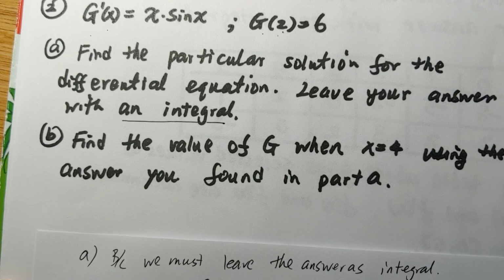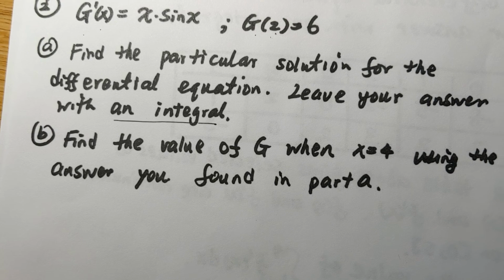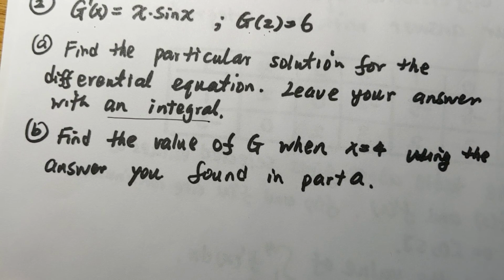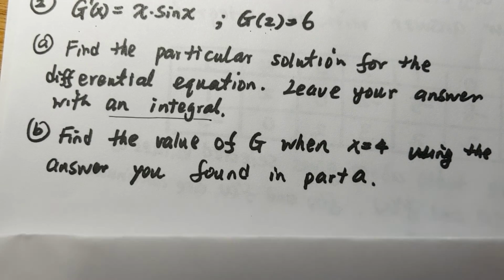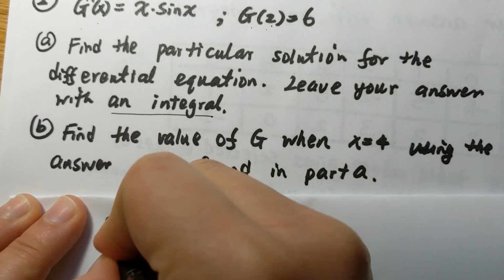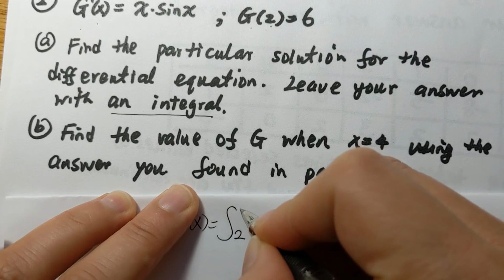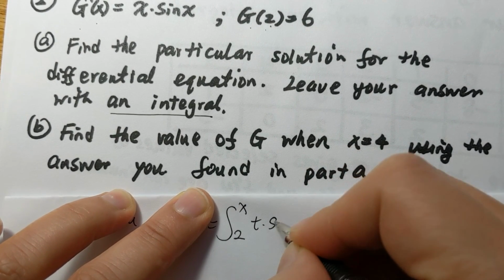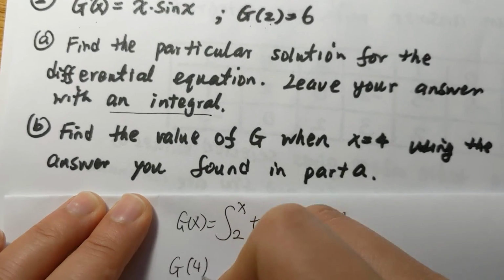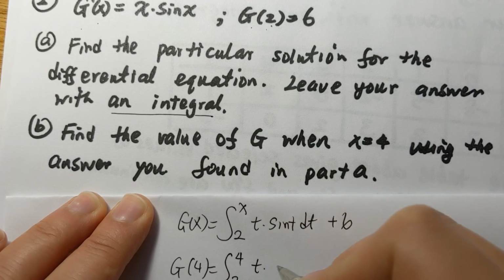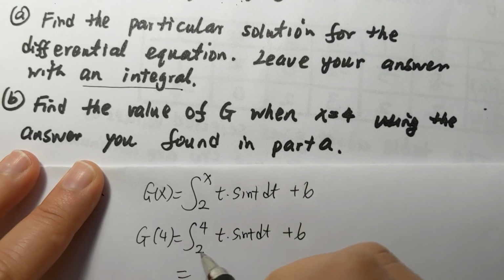Now let's take a look at 2b. 2b: find the value of g when x equals 4, using the answer that you got in part A. So now we are going to find our answer by using the answer we got in part A. So in part A, we got g of x equal to the integral from 2 to x of t sine t dt plus 6. So now we're going to get g of 4 equal to the integral from 2 to 4 of t times sine t dt plus 6. So now we're going to enter this in our calculator.